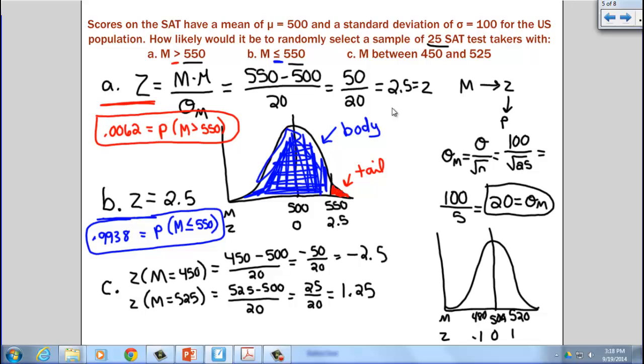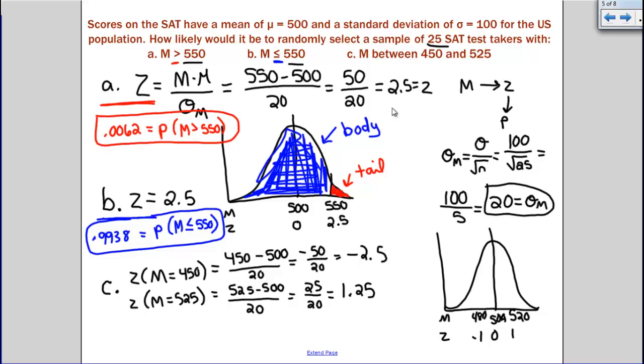All right, so now we want to find what is between 450 and 525. So let me go ahead and mark this on the distribution down at the bottom right. So 450 is like here-ish, and we know that z-score is negative 2.5. And then 525 is about here-ish, with a z-score of 1.25. So we're looking for everything between these two scores.